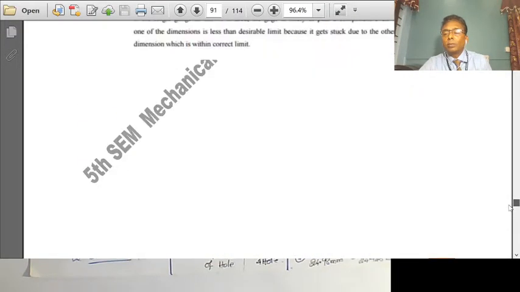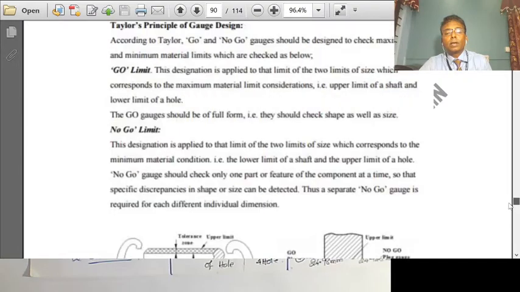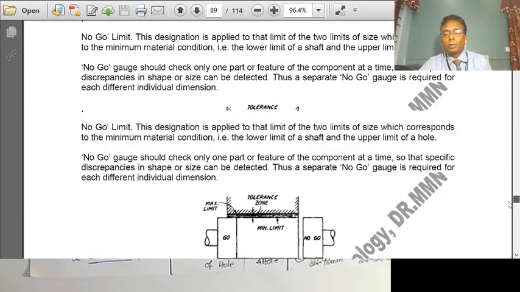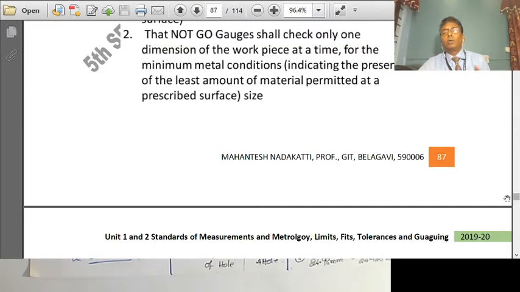I think we should be able to understand limits, fits and tolerances, how to design the hole, how to design the shaft, how to design the gauges, go gauge and no go gauge, how many values we need to find out. Everything has been discussed. A lot of time has been spent. I hope you will understand this in a relatively better, easier way.